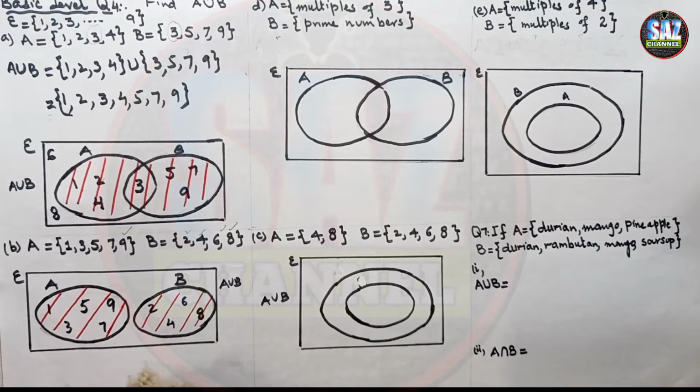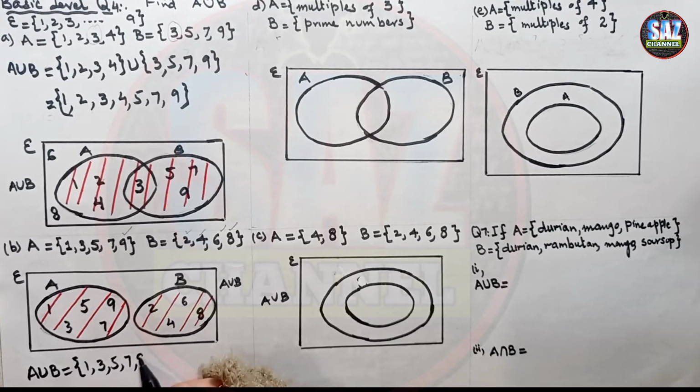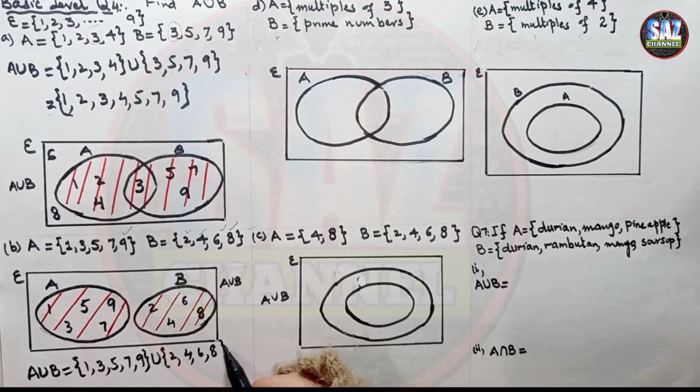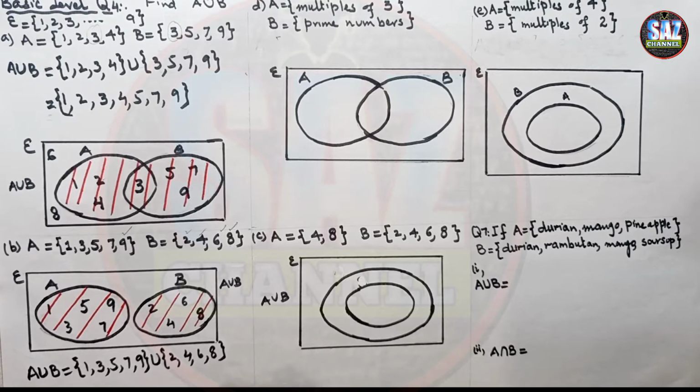And in order to find A union B in set notation, I have to write A union B in symbols, and then I have to write the elements of A. A has the elements 1, 3, 5, 7 and 9. Then I have to put the union symbol, union. This is 2, 4, 6 and 8, and I have to write all the elements.